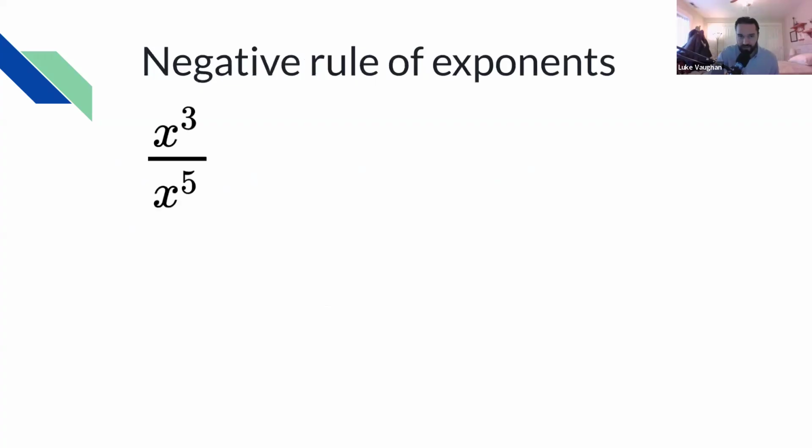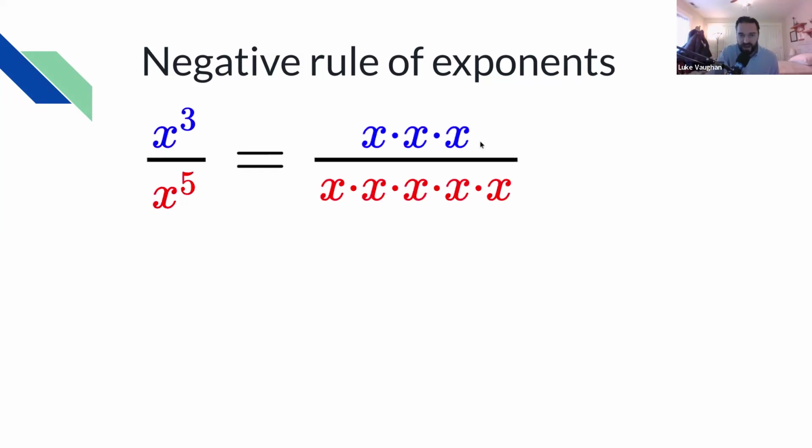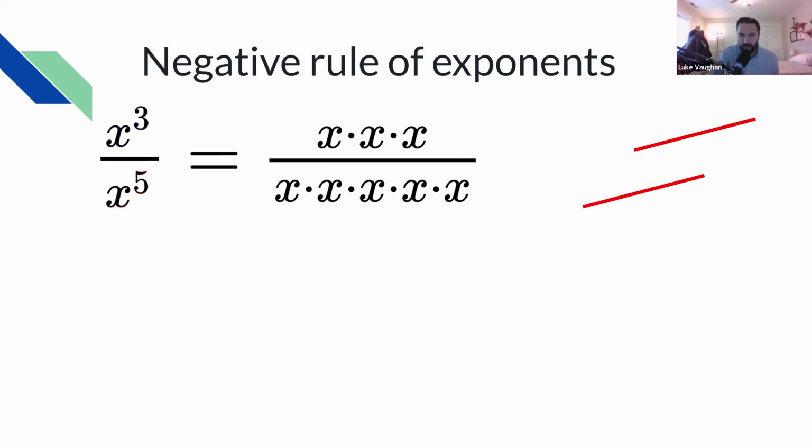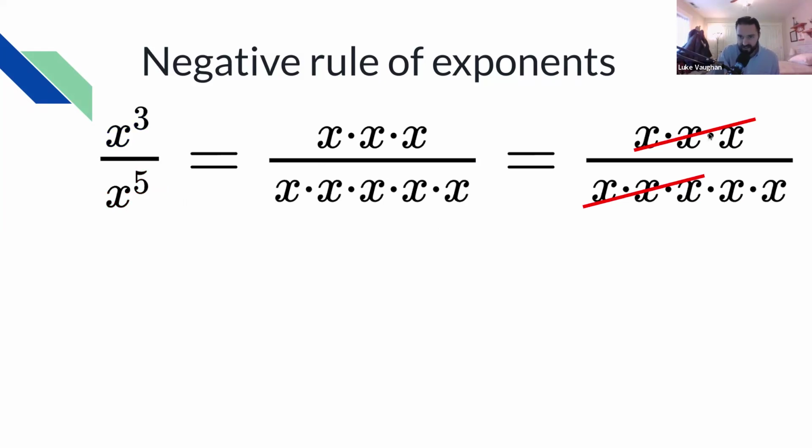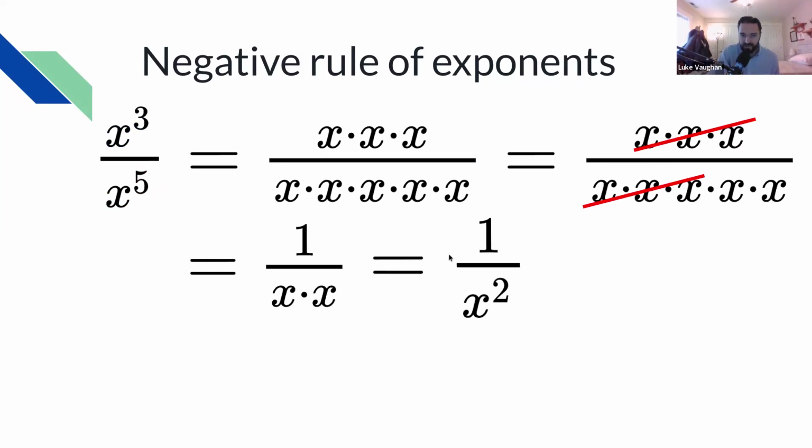The negative rule of exponents is also interesting. So if we have x to the 3 over x to the 5, we can expand that out like this. We have 3 x's up top and 5 x's on the bottom. Some of this stuff cancels, right? We have 3 x's canceling with 3 x's on the bottom, and we have 1 over x times x left. And that is the same thing as 1 over x squared.